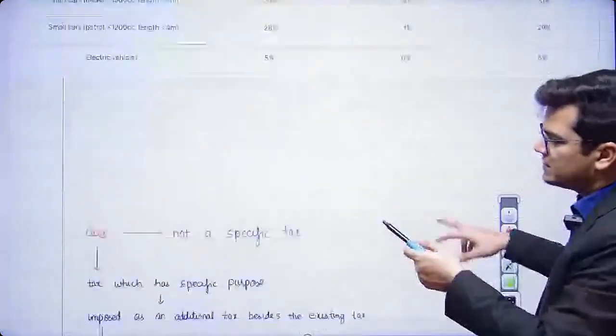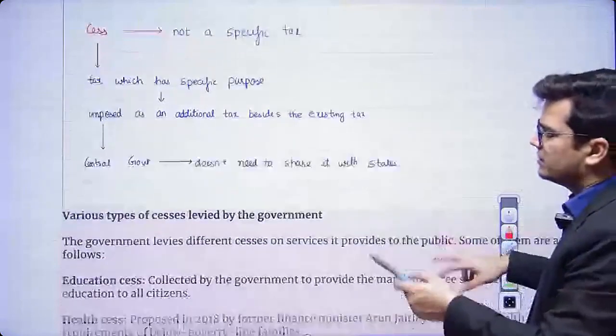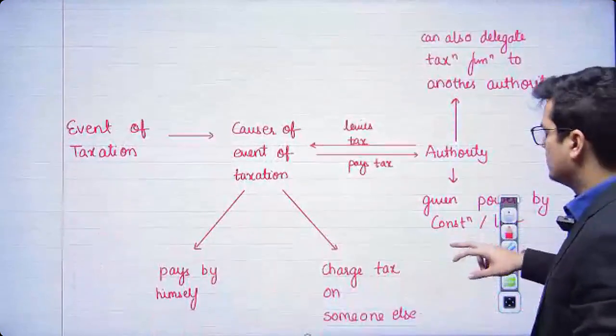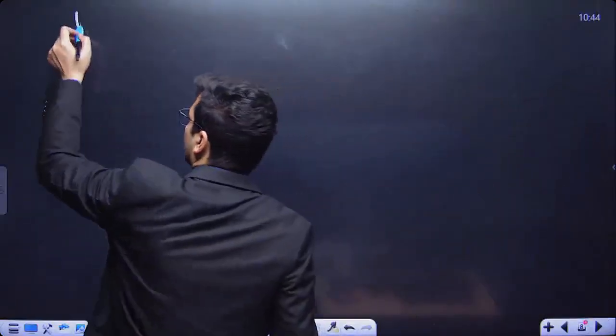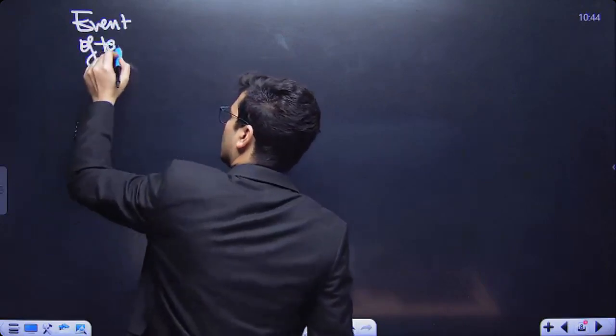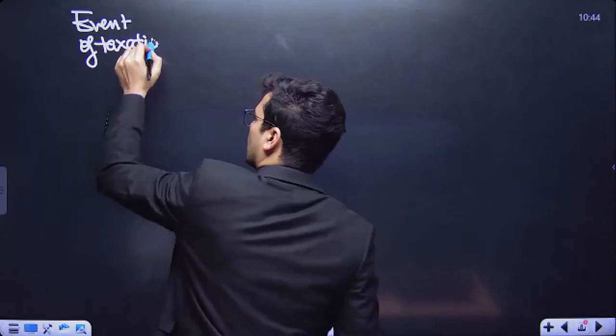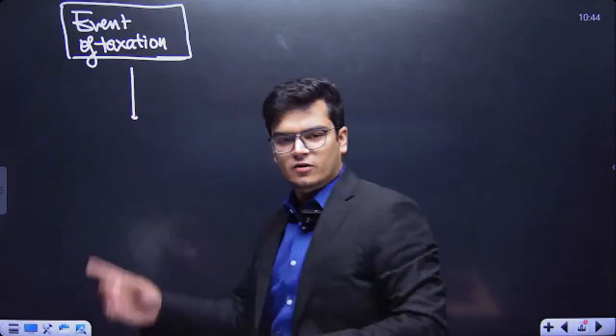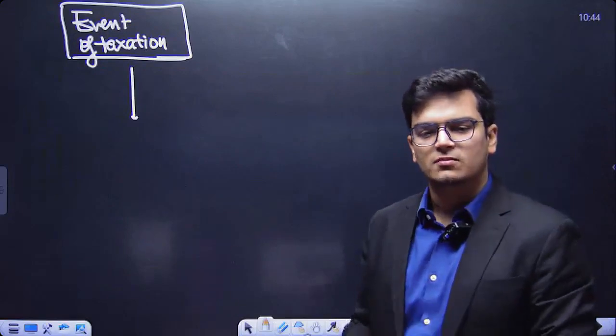यहाँ पर examples दिए हैं, right? Examples दिए. Now, another way of classifying tax is based on event of taxation. This is important. Event of taxation. Now, this is an important concept that you have to understand. बहुत important concept है, most लोगों को ये बात नहीं पता होती.